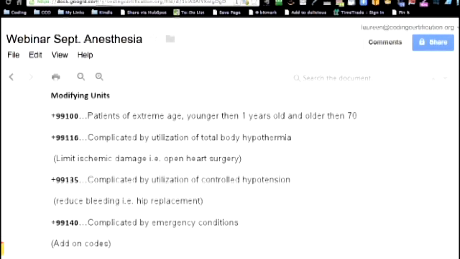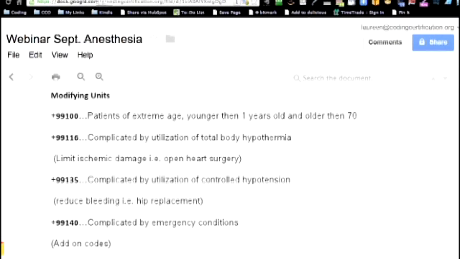It can't be first. Okay, what they're doing is they're saying to the payer, and statistic-wise as well, that anesthesia is a little more complicated if the patient is under 1 year old or over 70.